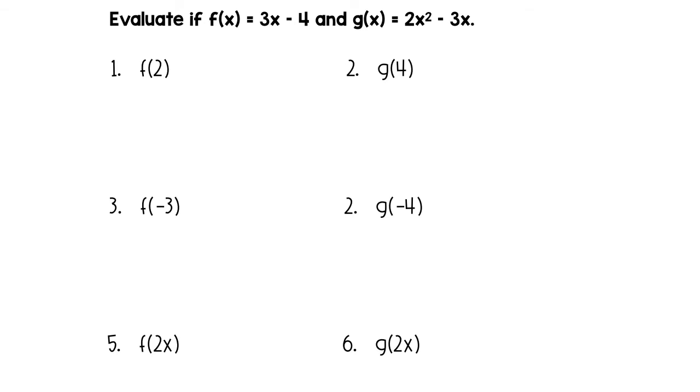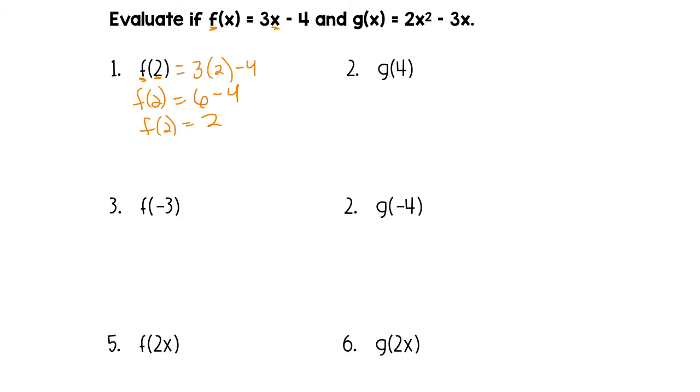So we've got evaluate if f of x equals 3x minus 4 and g of x equals 2x squared minus 3x. Well, f here tells us that we want to access the f equation. And the 2 here says we're going to take x and plug in 2 everywhere there's an x. So let's do that. f of 2 equals 3 times 2 minus 4. Well, f of 2, if we simplify, 3 times 2 is 6, and that's minus 4. And lastly, f of 2 equals 6 minus 4 is 2. So f of 2 equals 2.